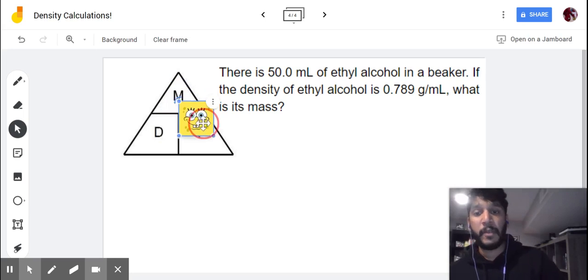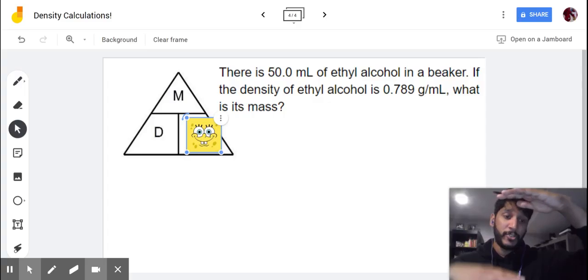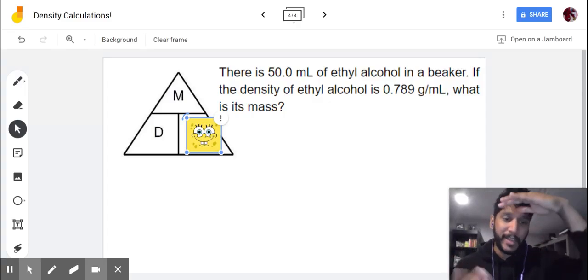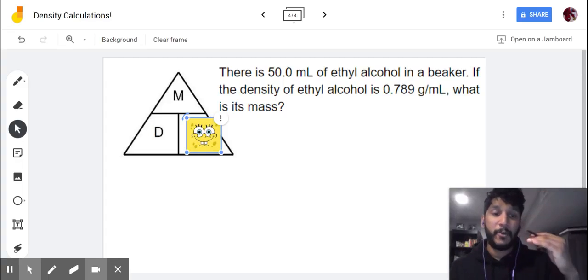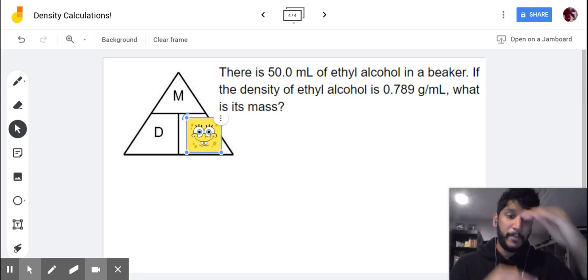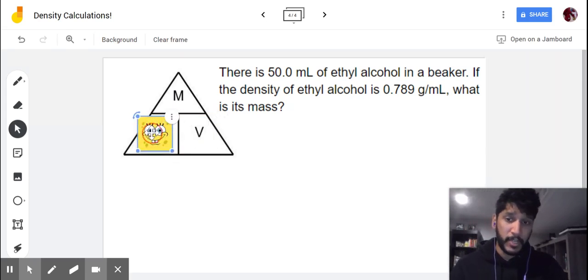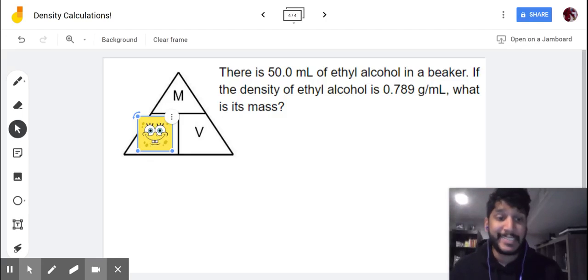If I'm looking for my volume, I'm going to cover up the volume part of my triangle. And I'm left with mass over density. Mathematically, if I got one variable over another, that's going to be dividing. So if I want to look for my volume, mass divided by density. If I'm looking for density, I'm going to cover up the density part of the triangle. So I'm left with mass over volume, which, hey, is the same thing as the density formula, mass over volume.